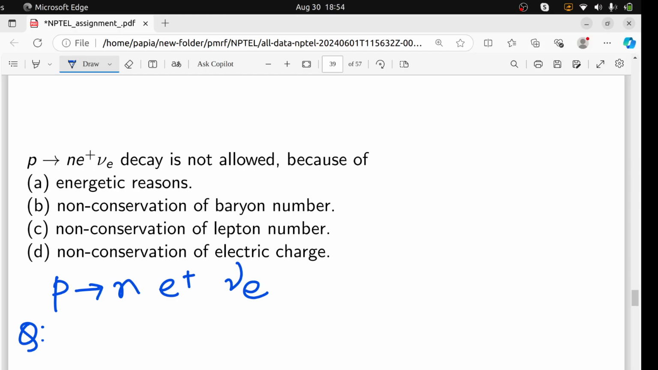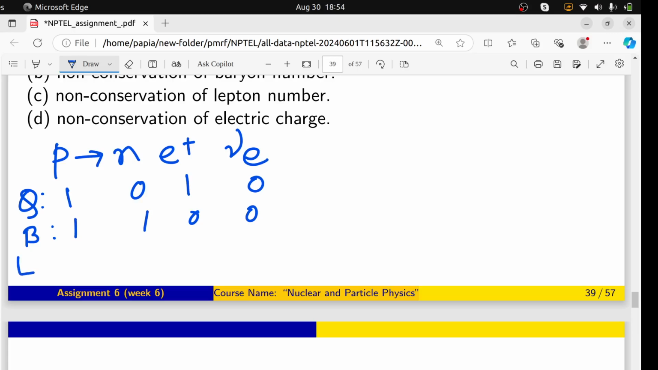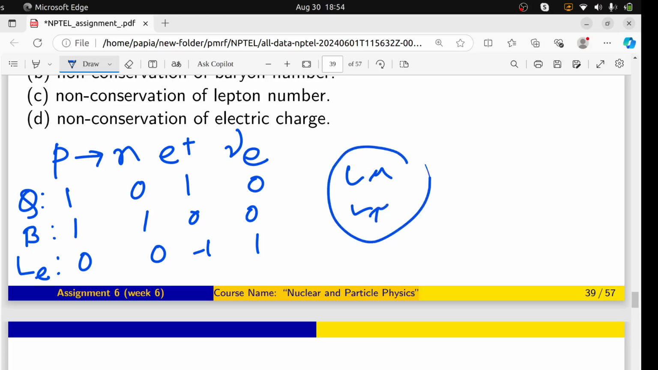First of all, Q: 1, 0, 1, 0. Baryon, this is baryon, this is baryon, this is lepton, this is lepton. L_e: because there is no e particle on the left, this is 0, this is 0. For e plus, L_e is minus 1, for nu e, L_e is plus 1. So now you can see that Q, B, L_e as well as L_mu, L_tau, all the things will be conserved.